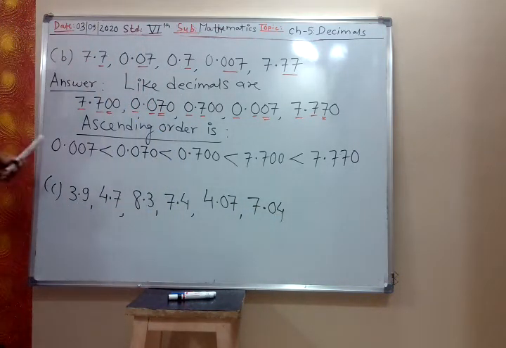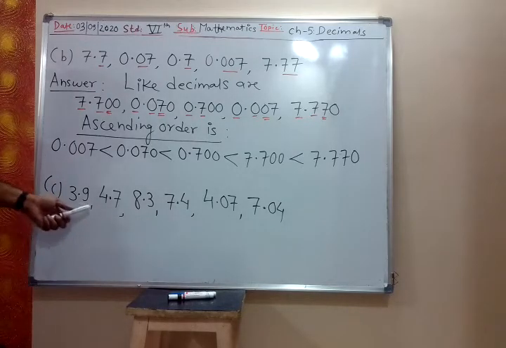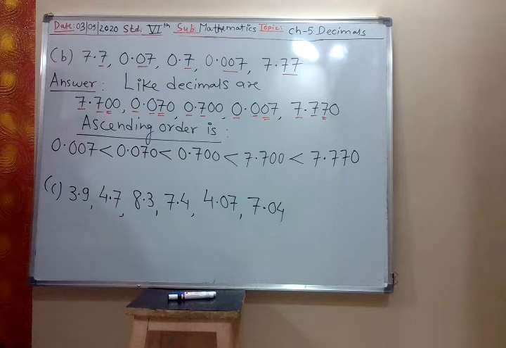You have to arrange these numbers in the ascending order. So first you will convert them into like decimals. Let me give C as homework.